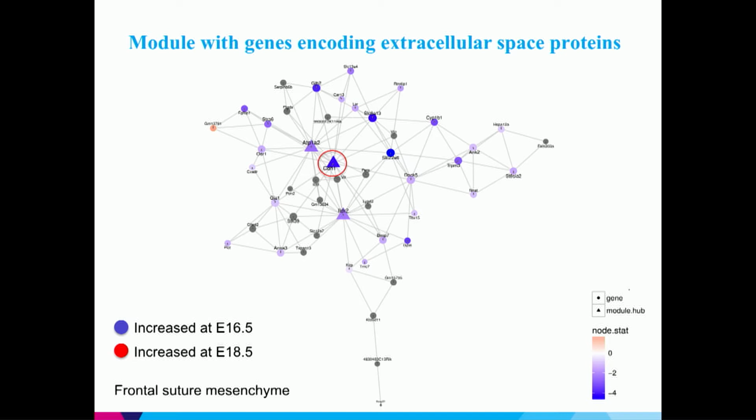CDH1, which encodes for E-cadherin. This is a very important cell-cell communication protein that regulates cell-cell adhesion, but is also involved in signaling between cells. As you can see here, this particular gene is indicated by a triangle, and that means that this gene is more connected to other genes in this network module than would be expected by chance, and that indicates that this is a likely regulatory protein in this particular module. And based on what we know in the biology, that makes really perfect sense for what we're seeing here.